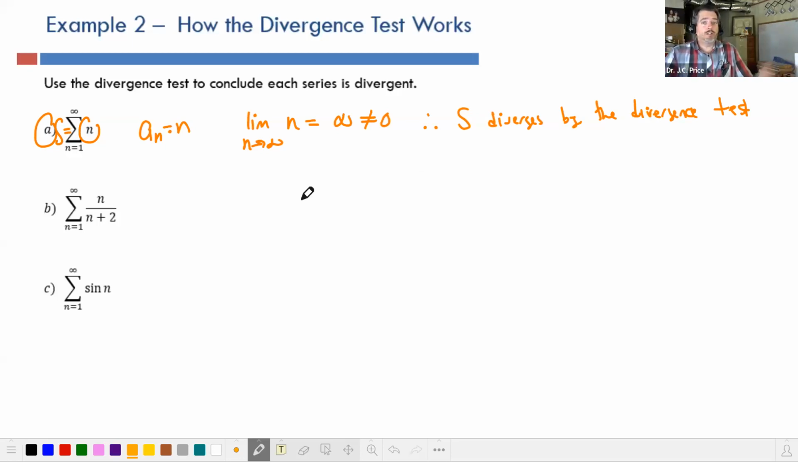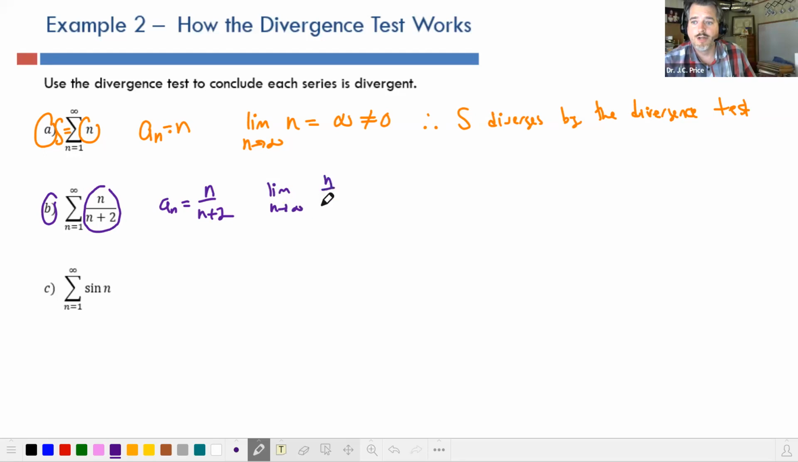Let's do it again. Super easy. Here's our next series. Let me change colors here. So what's our a sub n? a sub n is just the terms of our series. So a sub n is equal to n over n plus 2. And so we run a limit on it. The limit as n goes to infinity of n over n plus 2. Well, we know what that's equal to. We can cancel off the lower degree term if you want, and that's equal to the limit as n goes to infinity of n over n. So the n's cancel, so that's equal to the limit as n goes to infinity of 1, which equals 1.